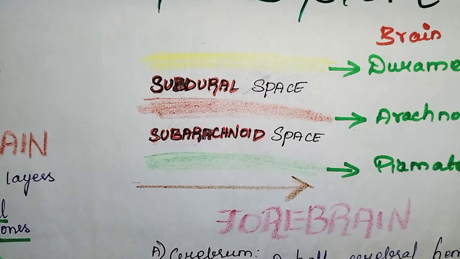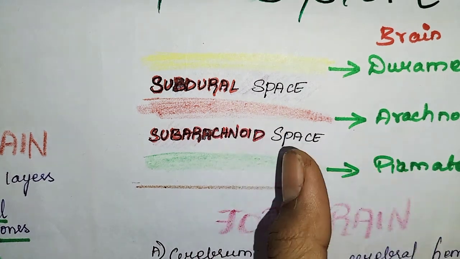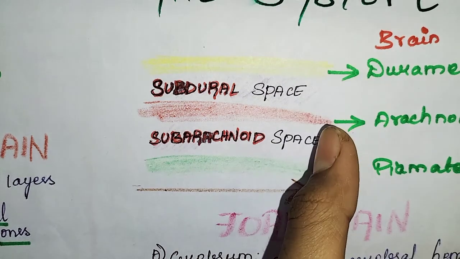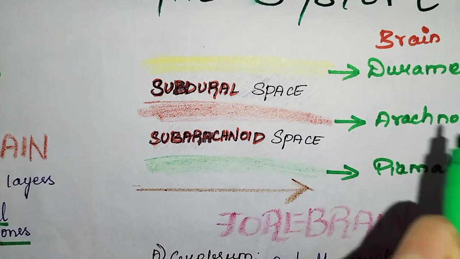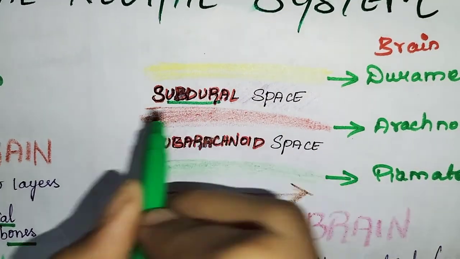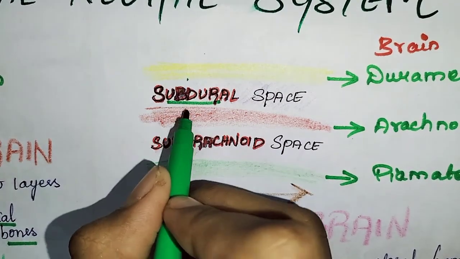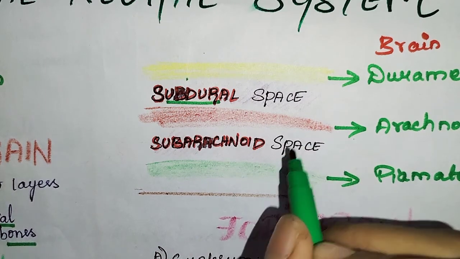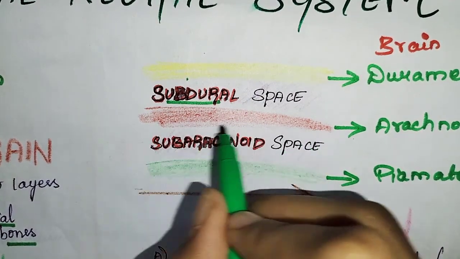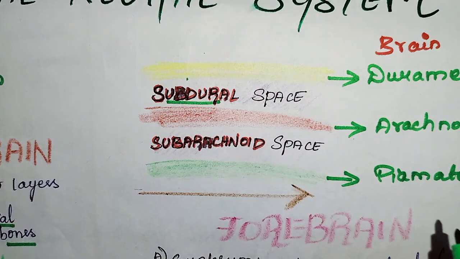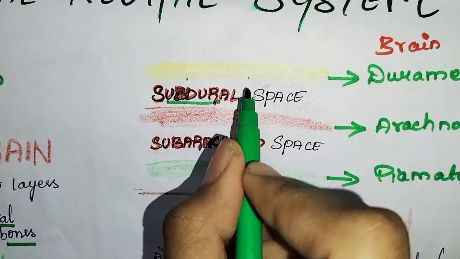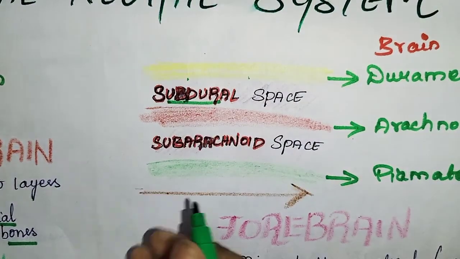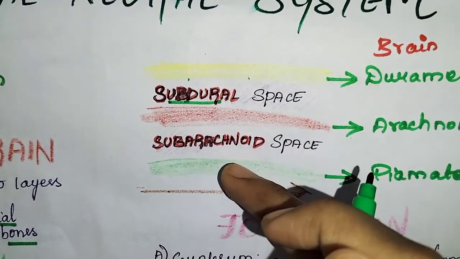Okay, what is the subdural space? It is the fluid present between the dura mater and the arachnoid mater. This is the dura mater and the arachnoid mater, and between these we have the subdural space. Again, between the pia mater and the arachnoid mater we have the subarachnoid space. Below the dura is the subdural, and below the arachnoid is the subarachnoid.